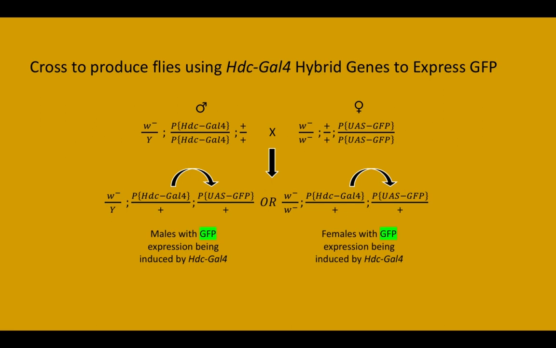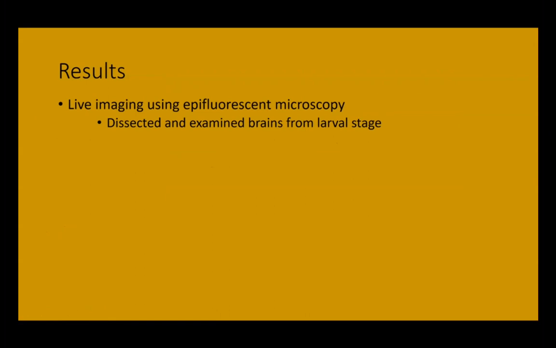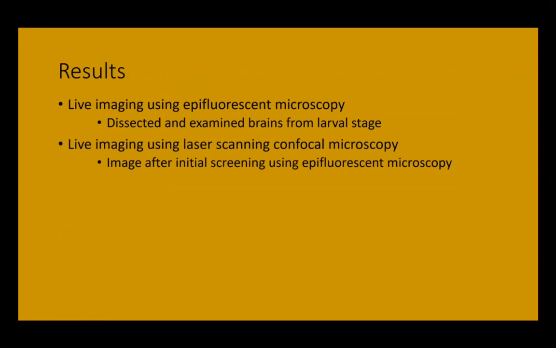We also see Gal4 binding to the UAS, with the female fly shown here on the right, exhibiting expression of GFP. To get our results, we dissected and examined brains from the flies in the larval stage and did live imaging using epifluorescent microscopy. After this initial screening to determine if GFP was expressed, live imaging using laser scanning confocal microscopy was done on the larval brains.